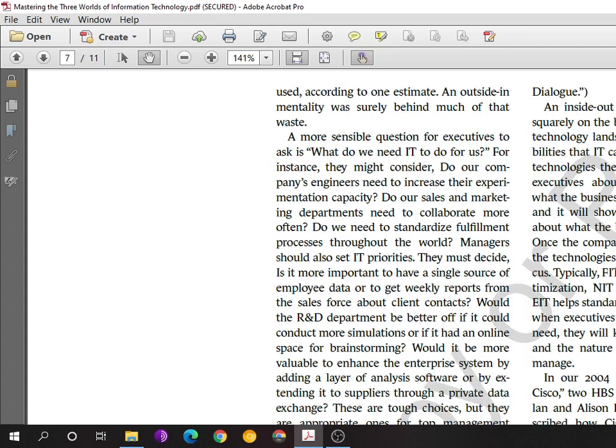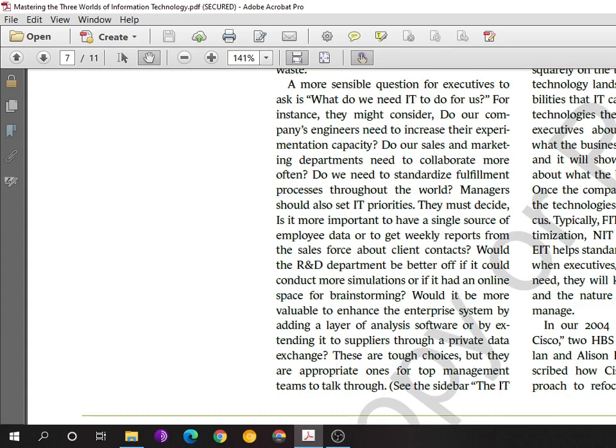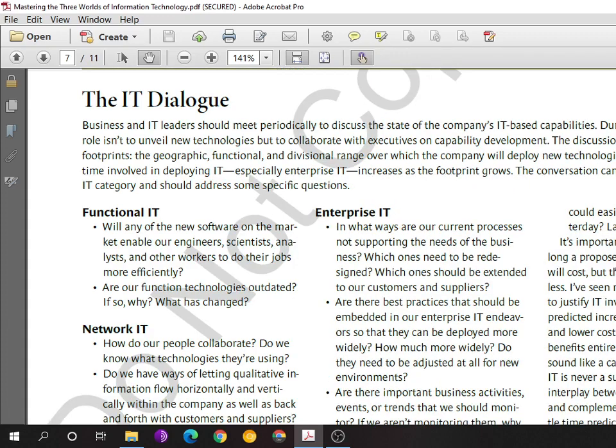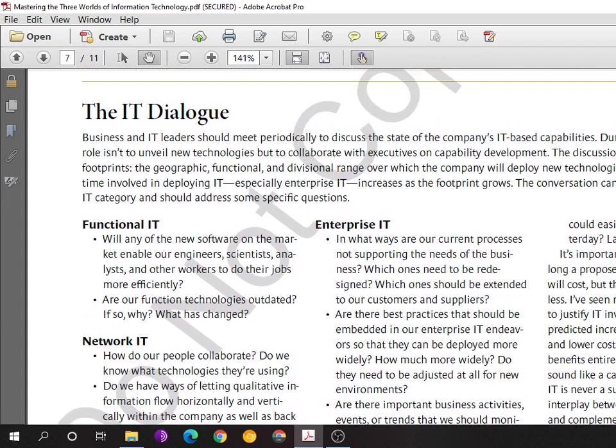Okay, so functional IT helps you with productivity and optimization, network IT increases collaboration, and enterprise IT is for standardizing and monitoring. They've also talked about enterprise IT at Cisco, which is another case study you can listen to, which covers the same thing. There's an IT dialogue portion in the case on page number 7, which also summarizes the entire discussion.